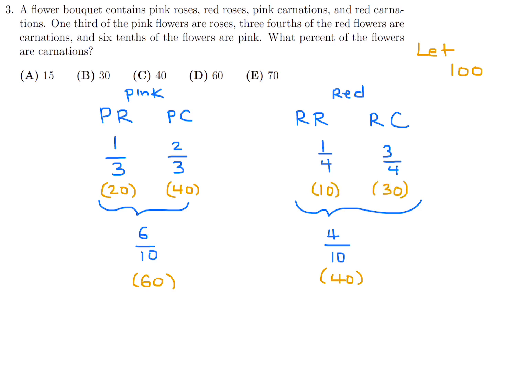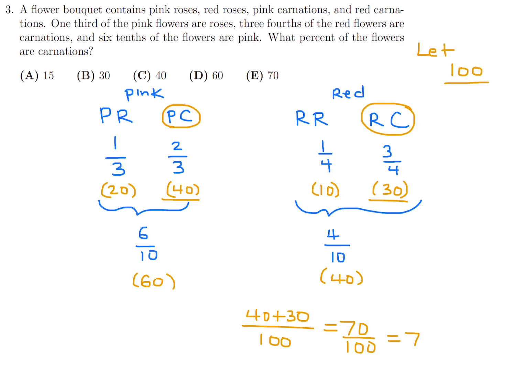So they want you to figure out what percentage of the flowers are carnations. Carnations are here and here, and that would be 40 and 30, so 40 plus 30, divided by the total number, which is 100. So that's 70 over 100, which is 70%. And therefore, number 3, the answer is E.